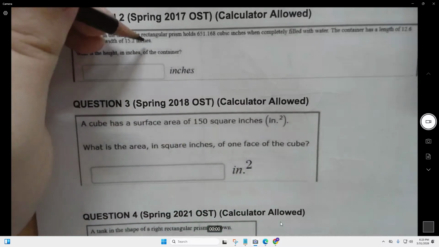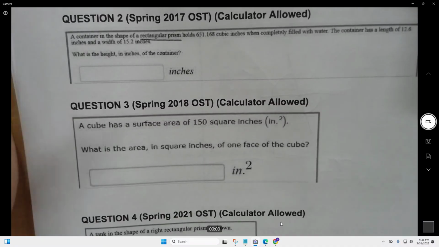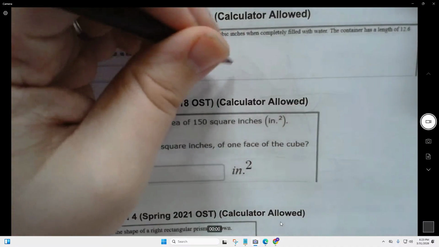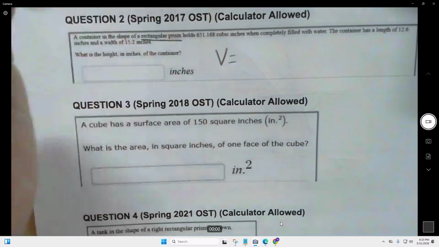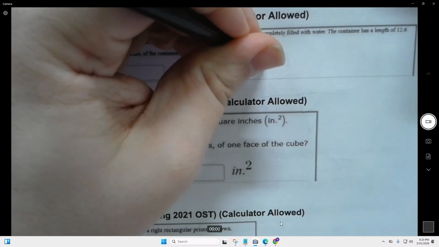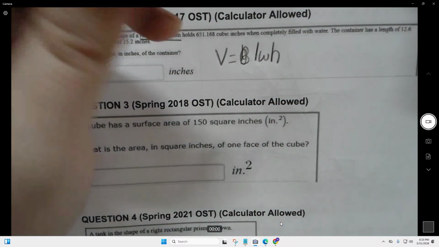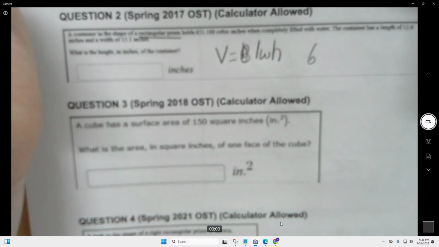So this is a rectangular prism, okay? Nothing about triangles here, just rectangular. So to find the volume of a rectangular prism, it is length times width times height. So we have the total volume, which is 651.168.